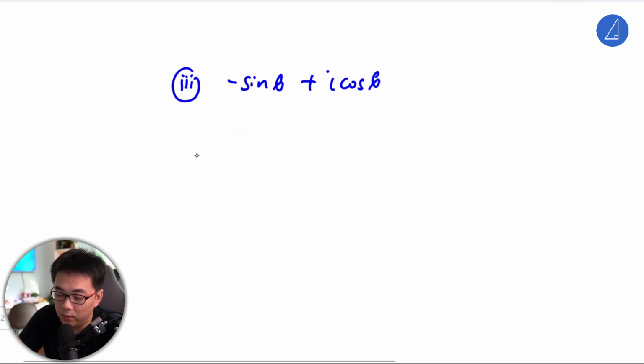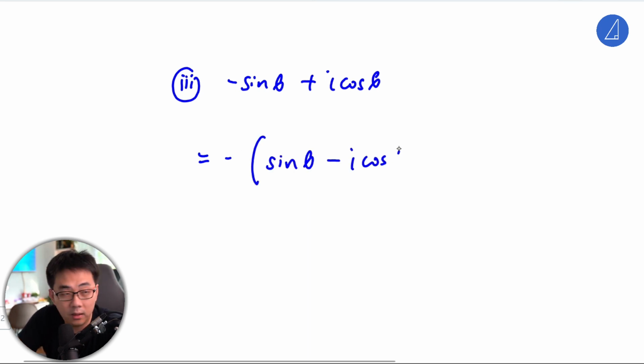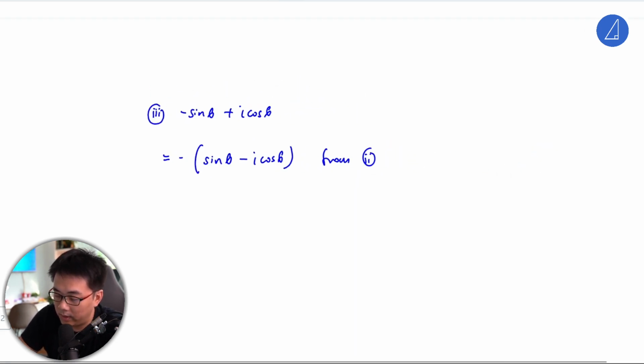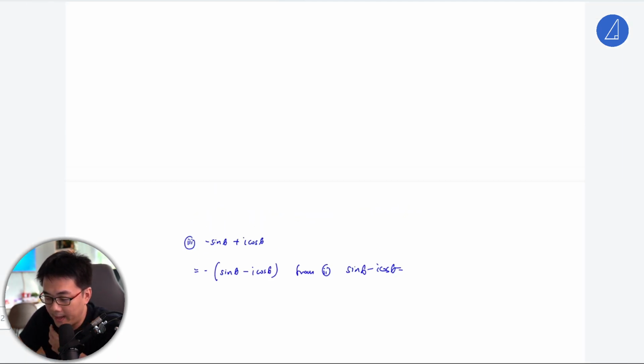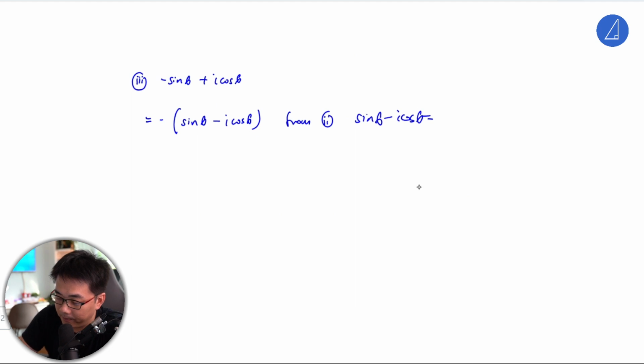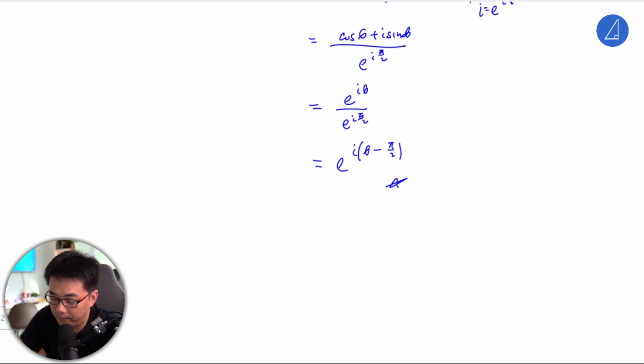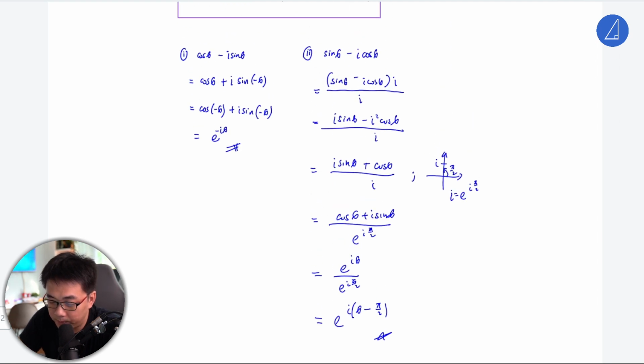I could just extract the negative out. So this is negative of sine theta minus i cosine theta. Just factorize the negative out. Right, so from part 2, we know that sine theta minus i cosine theta, if you were to do the steps there, will be e^(i(θ minus π/2)).